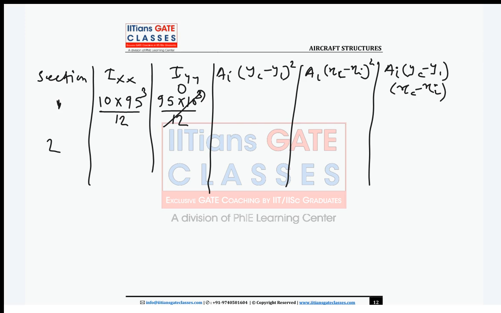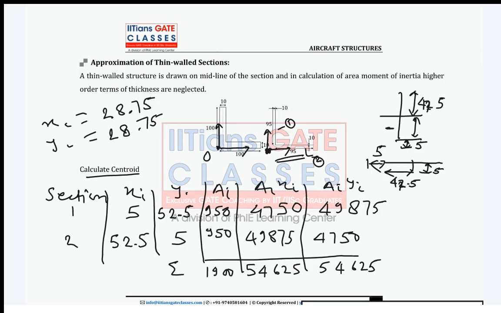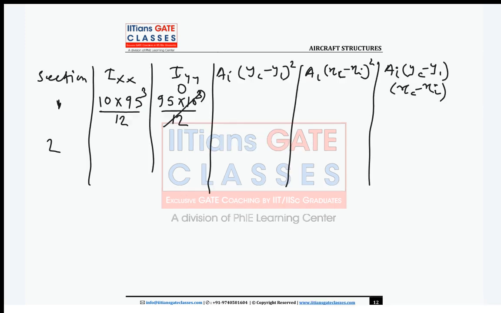Now for section 2, what is the Ixx? It is 95 into 10 cube by 12. Okay, so it is what? 95 into 10 cube by 12. Again, this is neglected from analysis.